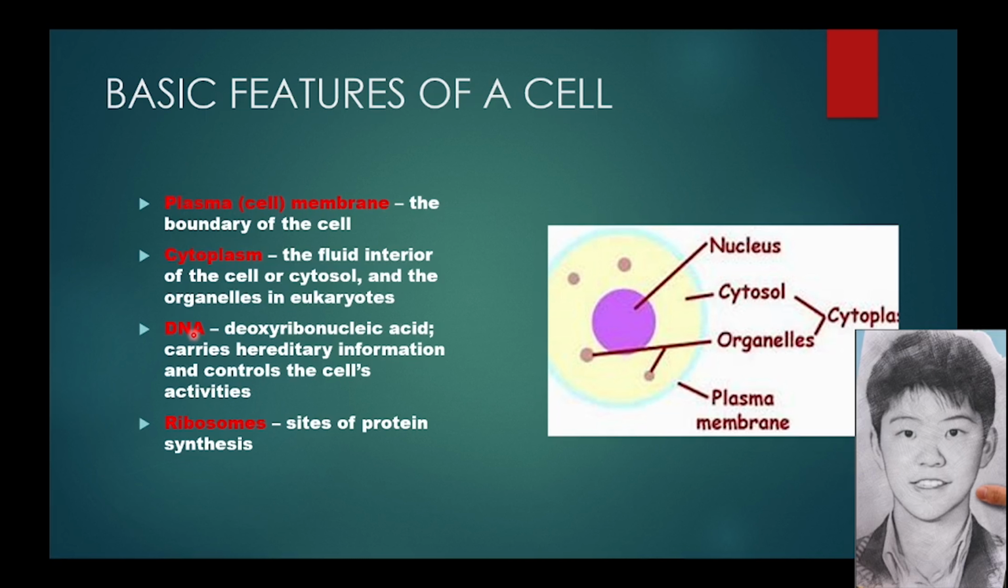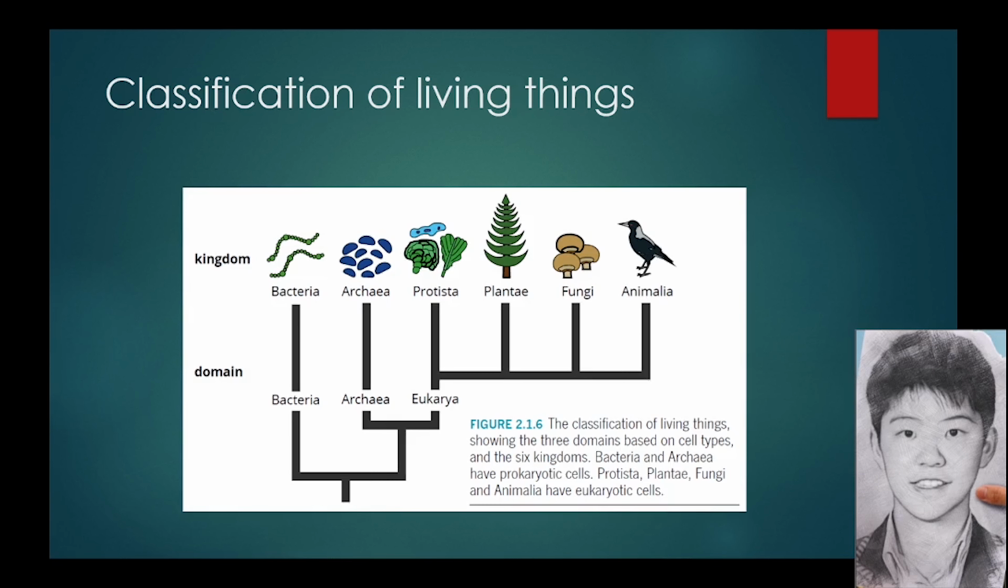DNA, also known as deoxyribonucleic acid, carries hereditary information and controls the cell's activities. The DNA is often stored in the nucleus. This is what a nucleus looks like. Ribosomes are sites of protein synthesis. Synthesis means to make, so ribosomes are where proteins are made.